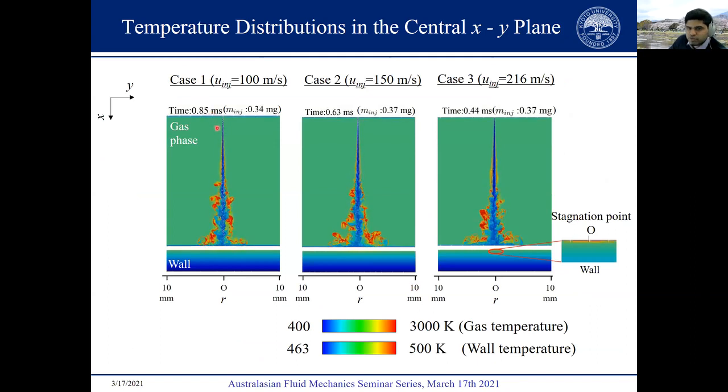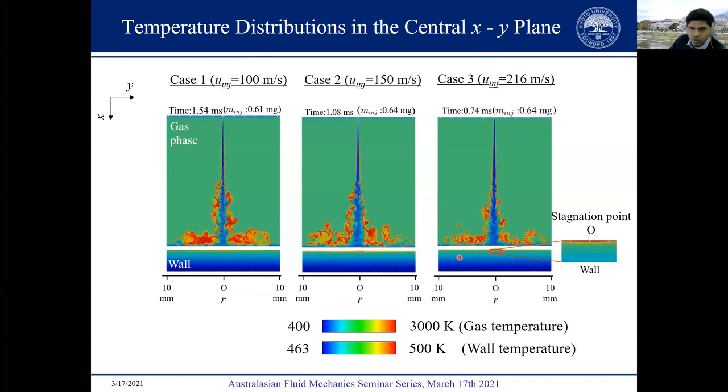Next, the temperature distributions of the gas phase in the central XY plane of each case, along with the corresponding temperature distributions in the wall, are presented in these animations. The gray entities that you see here are the fuel droplets. The enlarged view that I'm showing over here shows the temperature distribution inside the wall. And you can see that the temperature near the stagnation point, that is the region where the flame impinges directly on the wall surface, rises the most compared to the other regions in the wall.